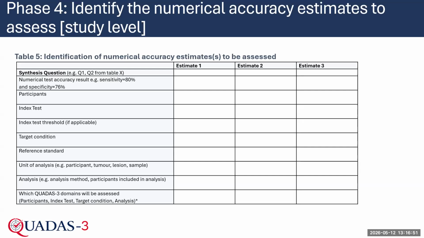So for your first estimate, you'd assess all the QUADAS 3 domains. But for estimates 2 and 3 and subsequent estimates, you only need to assess the domains that you'd expect to be different. So we're not getting you to fill in the same information multiple times. So supposing you've got 2 index tests, you'd only need to fill in the index test domain for each of the estimates that come for each different index test, because everything else you might expect to be the same, unless there's any reason to think the other domains might be different. So you can specify that at this stage.